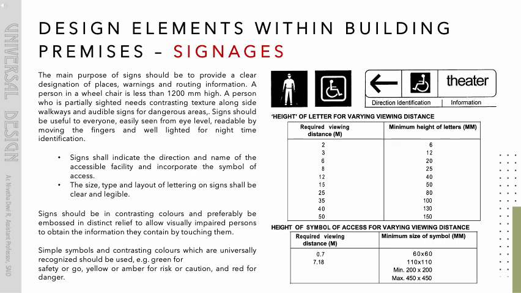The size, type and layout of lettering on signs shall be clear and legible. Signs should be in contrasting colors and preferably be embossed in distinct relief to allow visually impaired persons to obtain the information they contain by touching them. Simple symbols and contrasting colors which are universally recognized should be used, for example green for safety or go, yellow or amber for risk or caution, and red for danger.